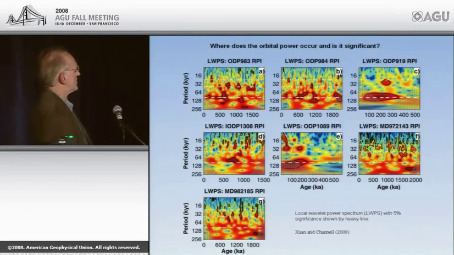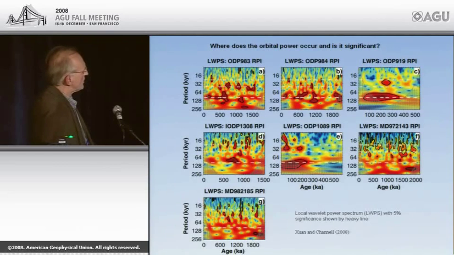We can see that this is 983, and we see some orbital power in the 100 kiloyear period, and some in the 41 kiloyear period. In a lot of these records, and particularly 919, we see a lot of 100 kiloyear power in the paleointensity record. This is the new 1308 record that we're using as a reference record for our stacks, and we see a little bit of orbital power, but rather limited in extent.